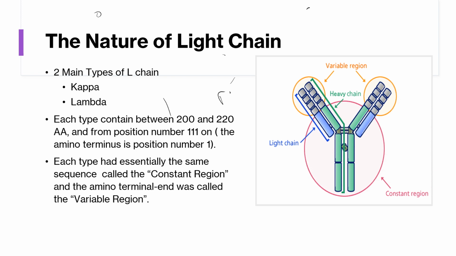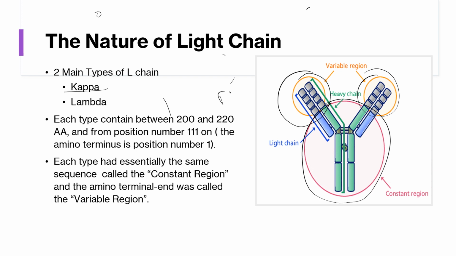Then the analysis of several Bence-Jones proteins revealed that there were actually two main types of the L chain, known as the kappa and the lambda chain. Each contains between 200 and 220 amino acids, and from position number 111 on, with the amino terminus as position number 1, each type was discovered to have essentially the same sequence. This region was called the constant region, and the amino terminal end was called the variable region. So this is your variable region, and this one is the constant region.